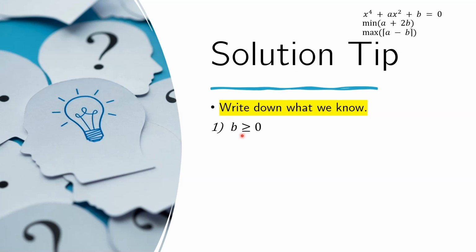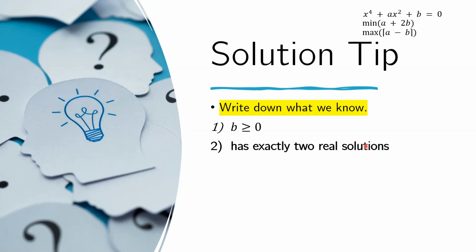First, we know that b should be greater than or equal to 0. In other words, b must be non-negative, and we know this from the problem statement. We also know that this equation here has exactly two real solutions. And this language means that this equation has exactly two solutions and that both of them are real.